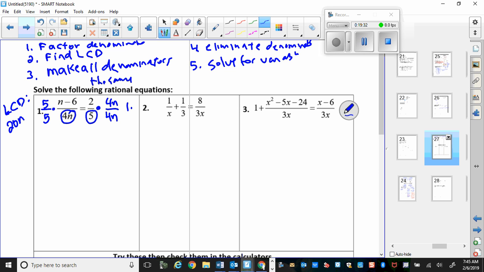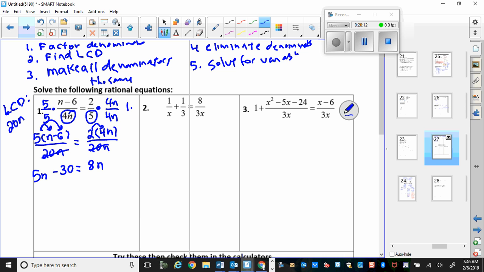So I'm going to simplify from there. I have 5 times n minus 6 over 20n equals 2 times 4n over 20n. Now, I'm going to do a little bit of simplifying here. These are the same, so I can eliminate them, but here I'm going to distribute 5. 5 times n is 5n, and then 5 times negative 6 is negative 30, equals 2 times 4 is 8, and n just drops down.